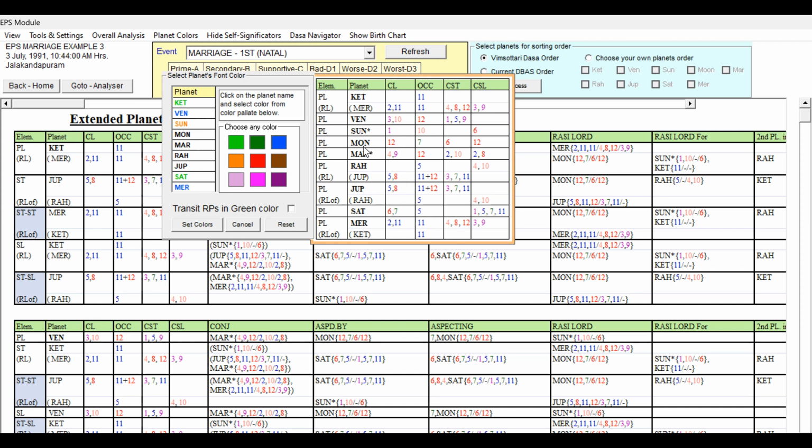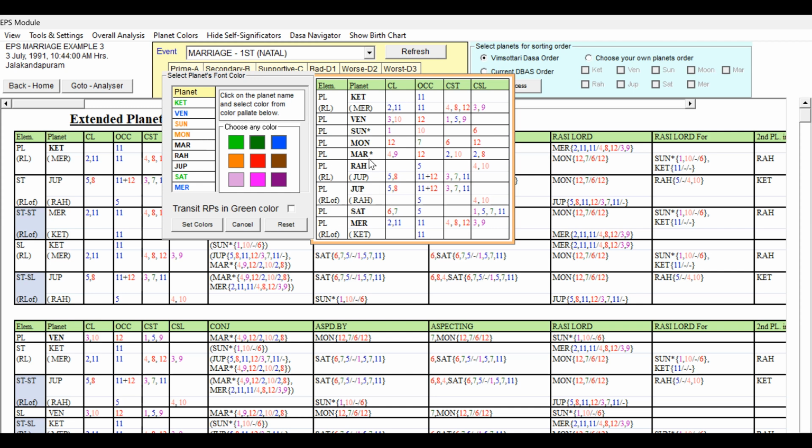Next one is Moon. 10th lord occupying 7th house, 6th star lord and 12th sub lord. This is weak. Though it is 10th lord, occupying 7th house, 12th lord occupying 7th house, 6th star lord and 12th sub lord. The occupant of the 7th house is weakly signifying, so definitely Moon will be light red.